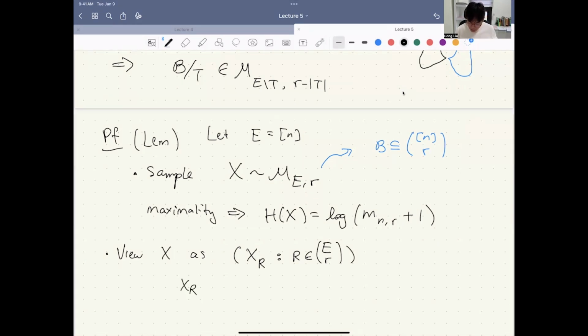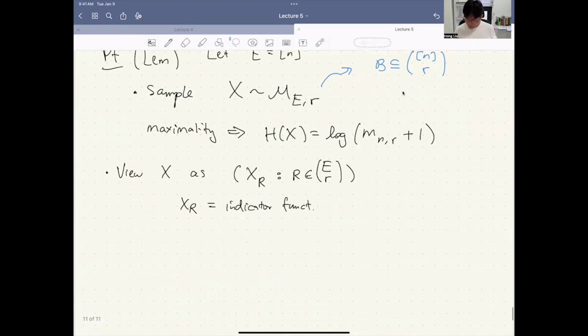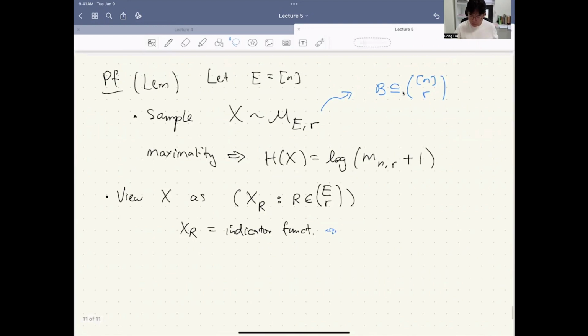And X_R is the indicator function for the fact that R lies in our random X. Now, to do Schur's lemma, these are the coordinates, right? We need to randomly sample a subset of coordinates. So how are we going to randomly subset the coordinates? We're going to do it, as I said, by random contraction.